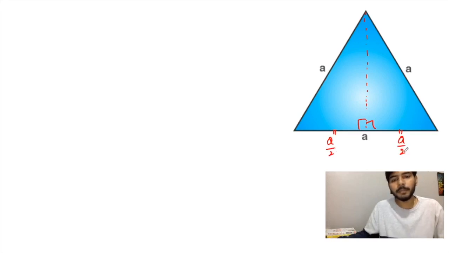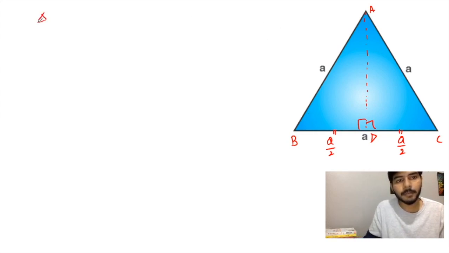Why am I doing so? To find the area of a triangle. And remember, suppose this complete triangle is ABC, and this middle point is D. In triangle ABD, you can write hypotenuse square is equal to perpendicular square plus base square. Here the hypotenuse is A, that means A square is equal to the perpendicular square plus the base square.